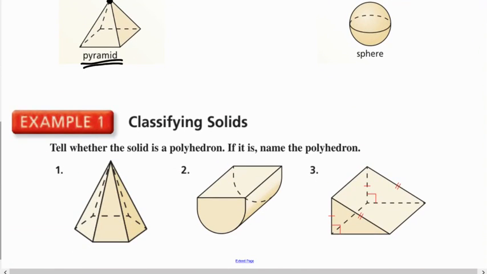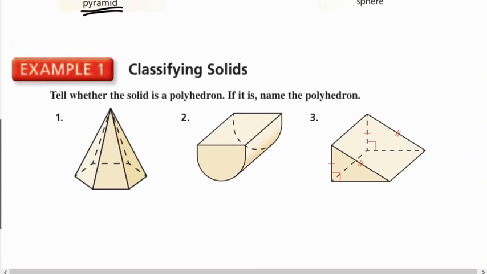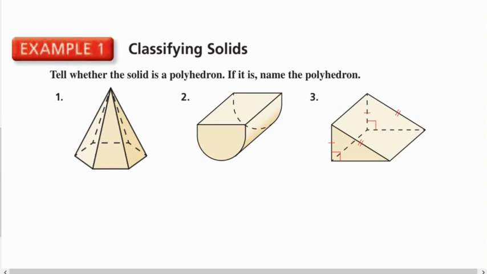So let's classify these solids right here. In this first figure, we have a solid that has 1, 2, 3, 4, 5, and 6 if we count around the back. So the bottom of this is going to be a hexagon. And then we see that it has straight faces going up. So yes, it is a polyhedron. And it goes all the way up and meets at a point, so we would call this a hexagonal pyramid. And yes, it is a polyhedron.